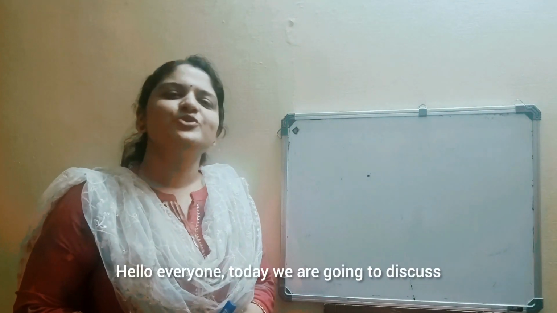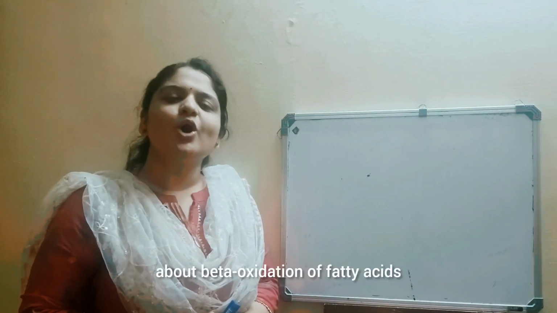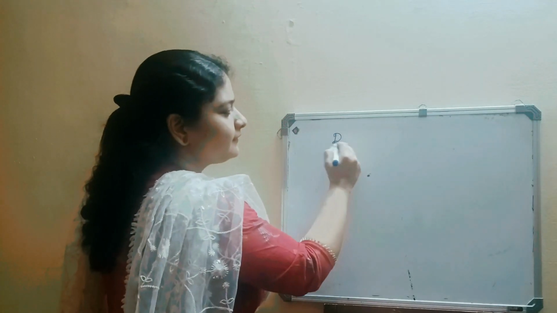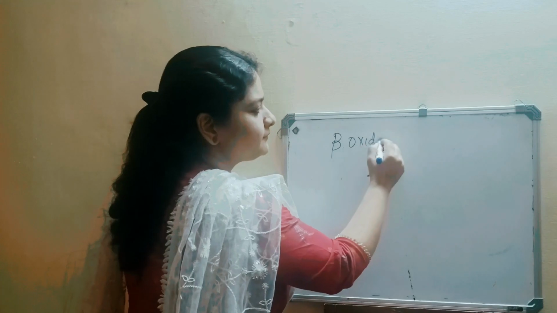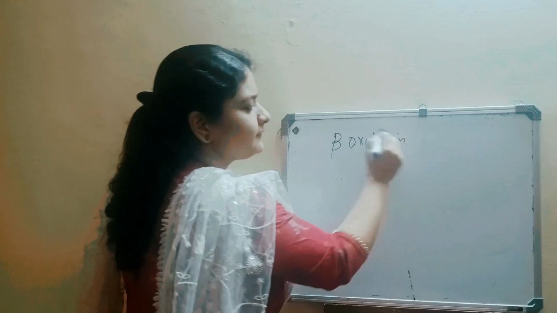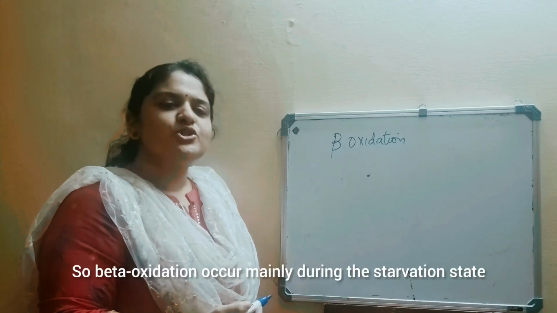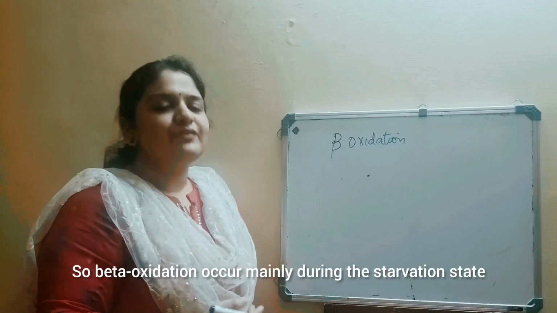Hello everyone. Today we are going to discuss beta oxidation of fatty acids. So when does this beta oxidation occur? Beta oxidation occurs mainly during the starvation state.